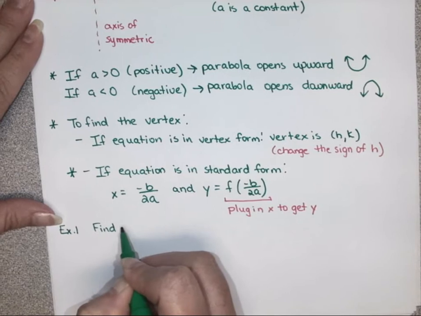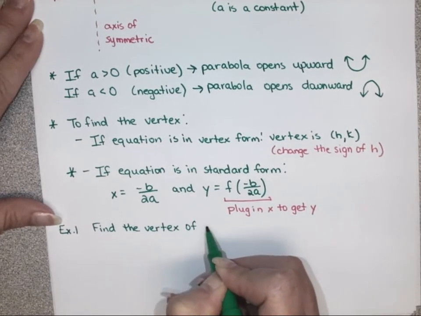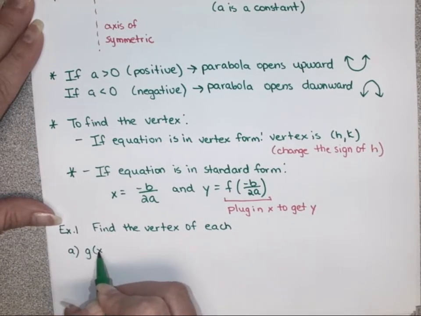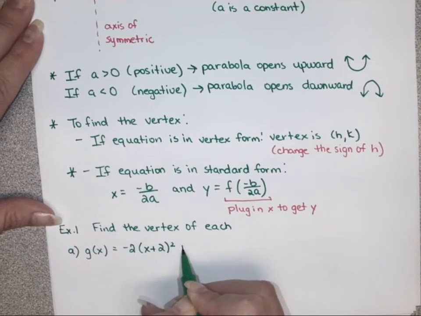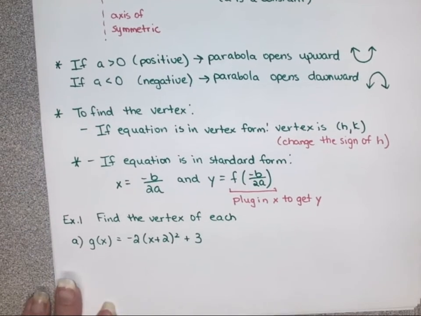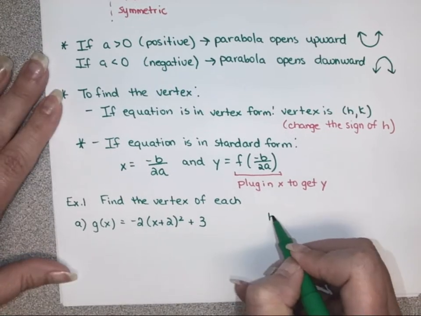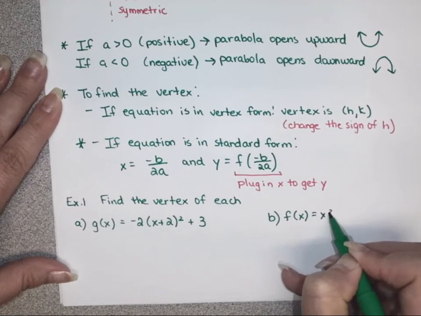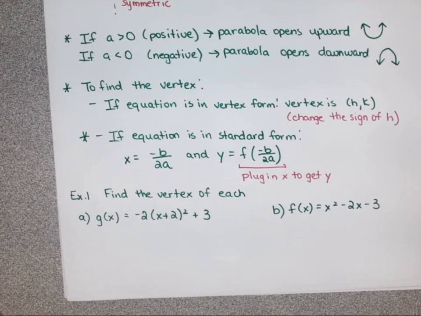Okay, so let's find the vertex of each of these. I'm going to give you two quadratic equations in different formats, and let's talk about how we can find the vertex of each. So the first one looks like negative 2 times parentheses x plus 2 squared plus 3. And then the second one is going to look like standard form. So let's say it is this right here: x squared minus 2x minus 3.